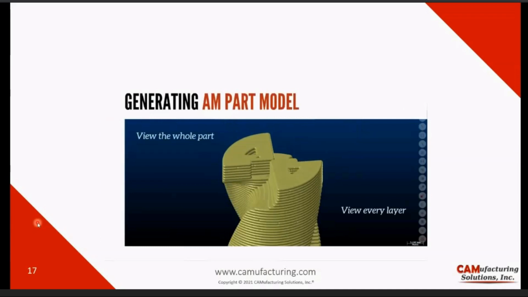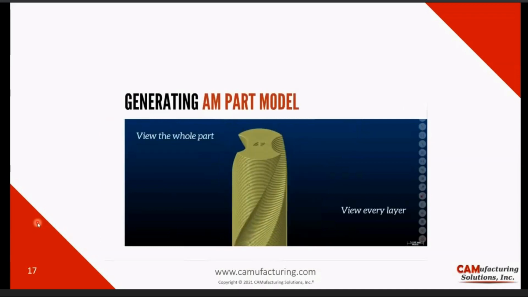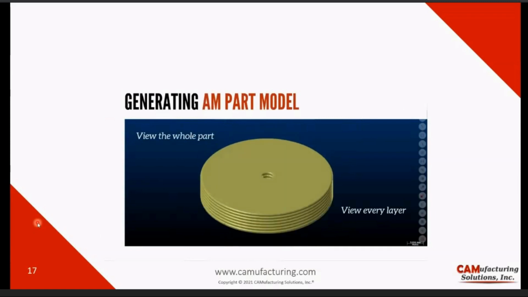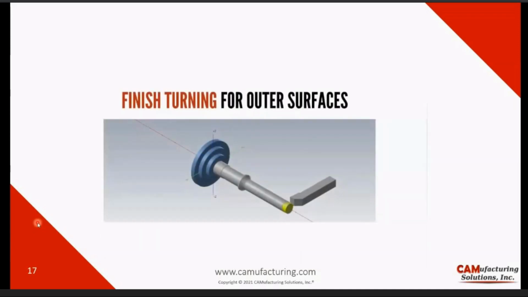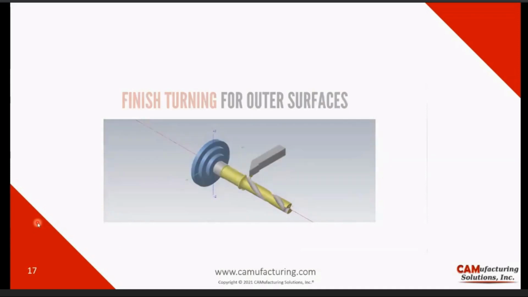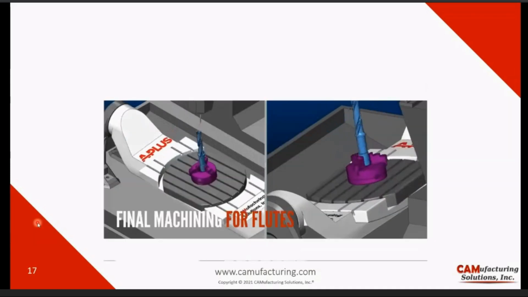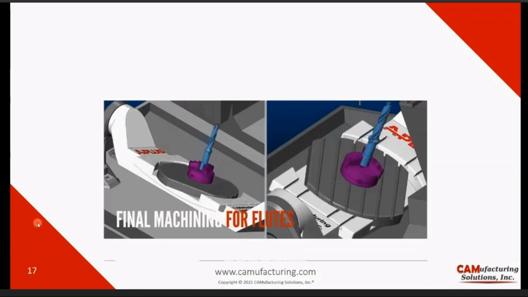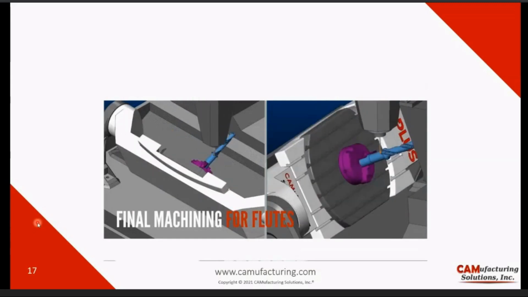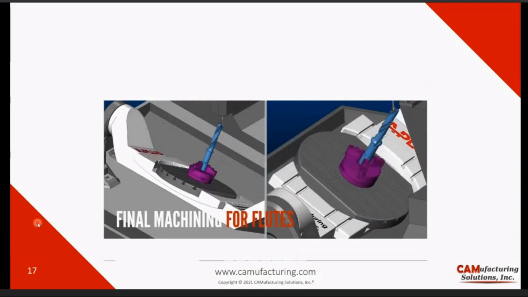And then you can use A+ AM part model, which is a great feature to simulate every single layer to see how the beads are deposited. If you have any worry, if you're not happy with your toolpath, you can just go and change it. You're going to make sure that you have the channel inside it, right at the dimensions you want. After that, we will do the finish turning on the U-drill for outer surfaces. And then it's time for the final machining for the floor. As you can see, the final machining is simulated in Mastercam.